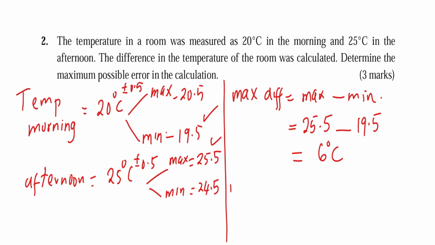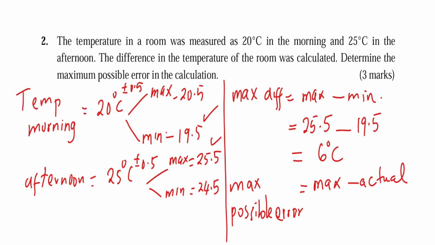Now, to get the maximum possible error of the answer, what do you do? You usually take your maximum minus your actual, or your maximum difference minus your actual. Now let's find the actual first.